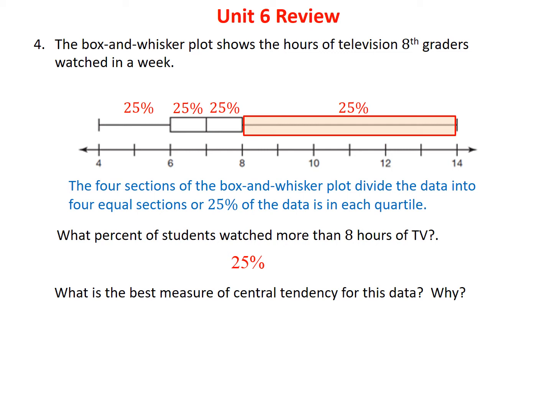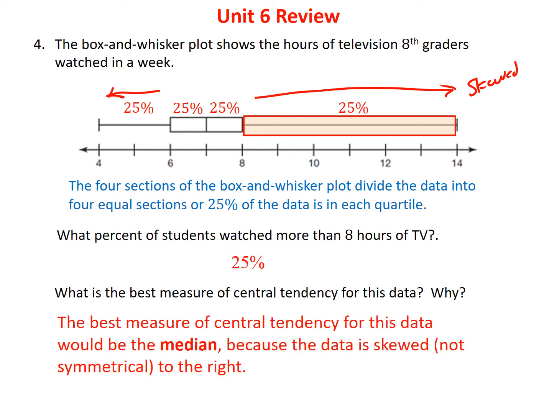What's the best measure of central tendency? In this case, you notice that the right side here is much bigger than the end over here. That means that this is skewed, or another way of saying it is it's kind of like having an outlier again. So the best measure of central tendency for this data would be the median, because the data is skewed, or another way of saying that, it's not symmetrical to the right. So this area out to the right pulls the mean away from the center of the data. So the answer is probably median.